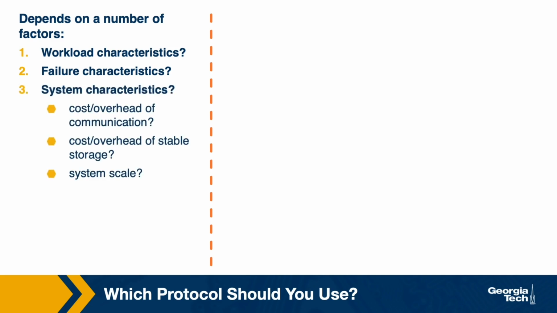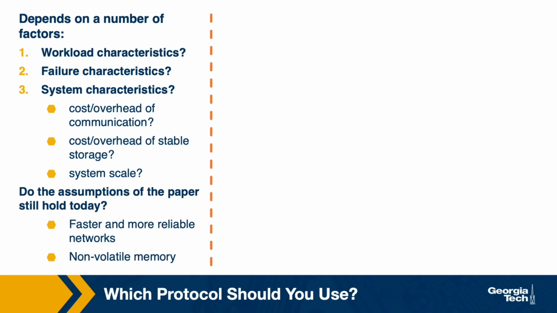Then we have to think about the characteristics of the system as well, particularly with respect to the cost and overhead of communication versus storage. These last questions about the cost and overheads of communication versus storage tend to change over time. Today in data centers, we can have ultra-fast and very reliable networks, but also the overheads associated with writing to persistent storage are changing given the availability of new classes of persistent memory.